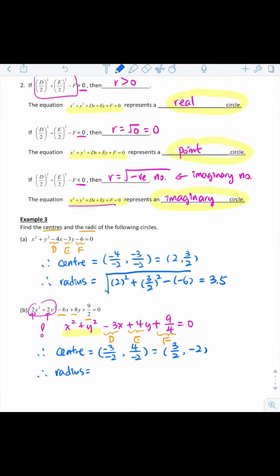And for the radius, okay, still because we have found the center already, so we use the square root of h squared plus k squared minus f. After simplified, you got 2.